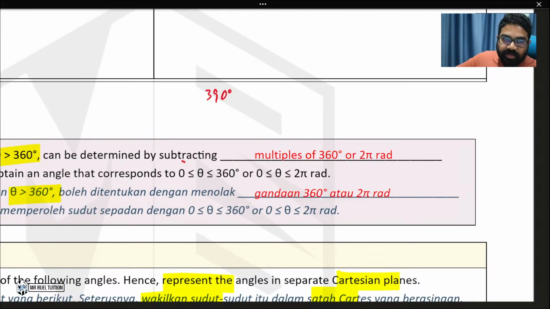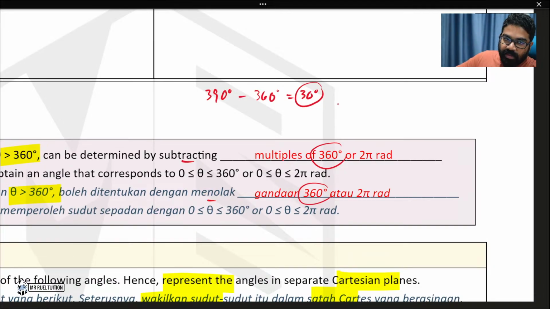This is where we subtract. Kita tolak gandaan 360, multiple of 360. So yang ini hanya boleh tolak 1 darab 360. The first one lah, 360, isn't it? So tolak 360. So mana kedudukan dia? Where is the position? The position will be the same as 30 degrees. Kedudukan dia sama dengan 30 darjah.